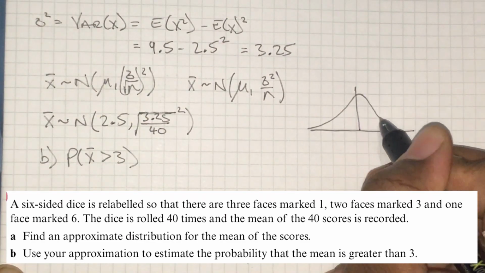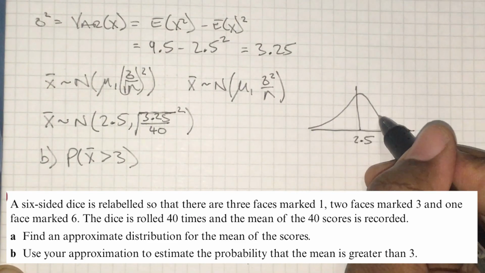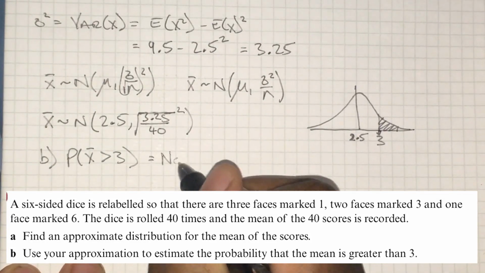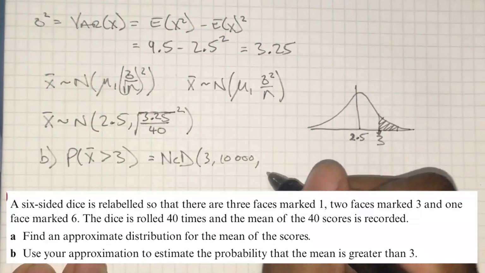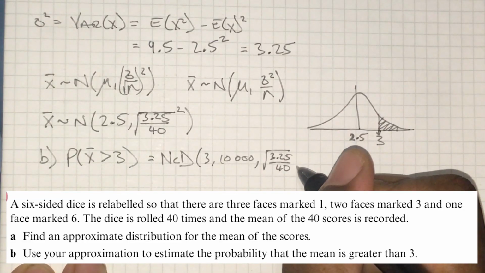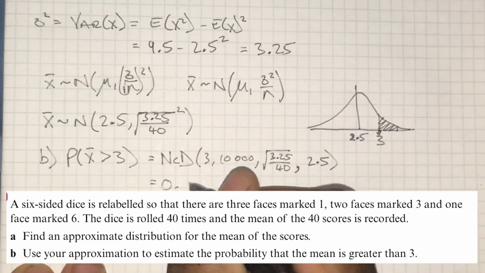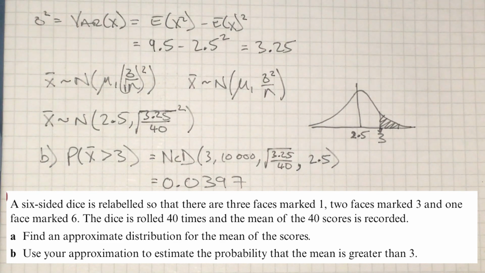Let's not forget the diagram. I know the mean value is 2.5, and 3 is to the right. We're looking for this shaded region just over here. The probability that x bar is greater than 3, we're ready to put that into our calculator since we know all the parameters. 3, then 10,000 as the arbitrarily large maximum value, putting in the standard deviation here. Be careful that this is the form that we wrote, the square rooted version, and the mean of 2.5. Altogether, the probability is 0.0397.